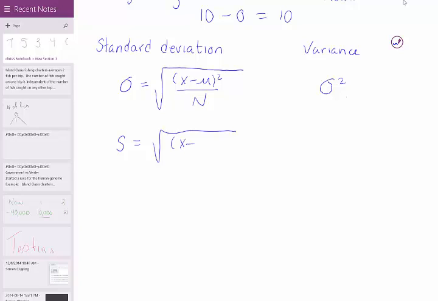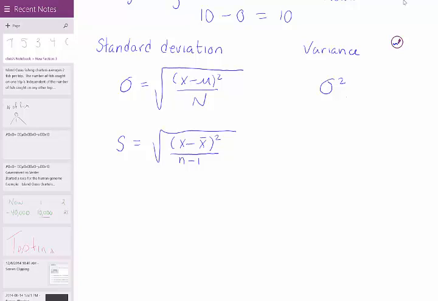Still be x. Instead of minus mu, it's minus our sample mean, which is x bar. And the big change, and this is all under the square root sign, is instead of dividing by capital N, which is the number of values in our data set, we divide by n minus 1, which is the number of values in our sample data set. So the population standard deviation will always be a little bit smaller than the sample standard deviation.